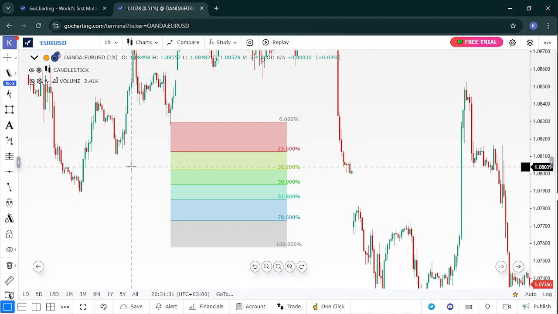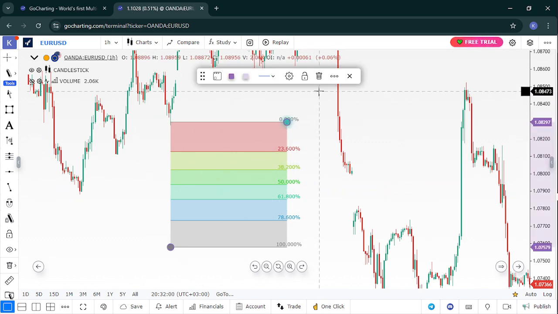For example, in the first place, I want us to see these values. We have 0.0%, 23%, 38%, we have 50, 61, and 78%, also 100%. In this situation, we are supposed to be using between 50 and 61%. This is where the price will reverse back to before it's going to the other direction.